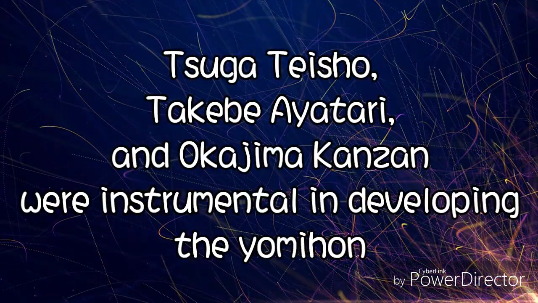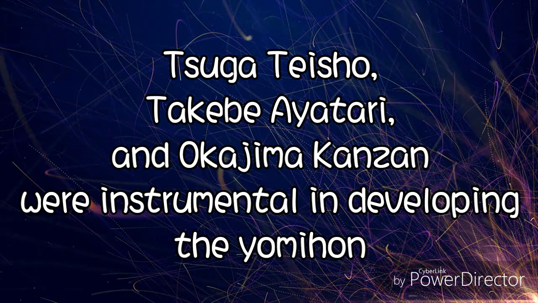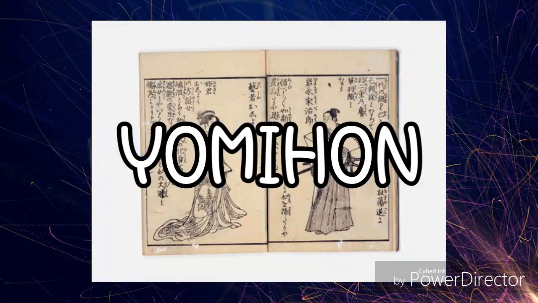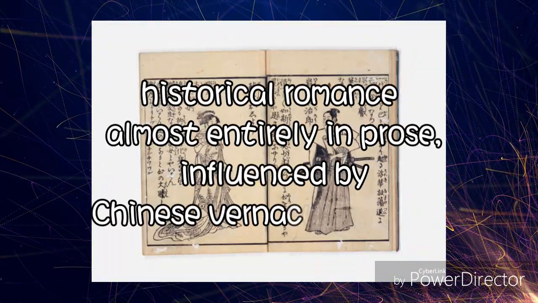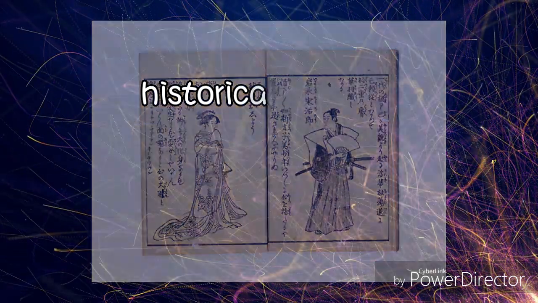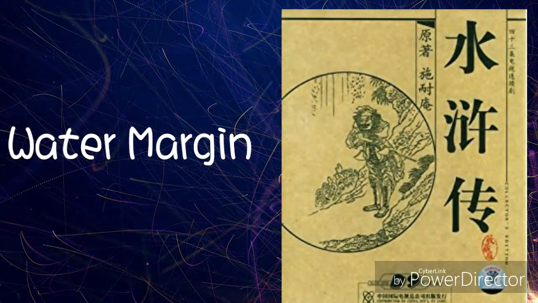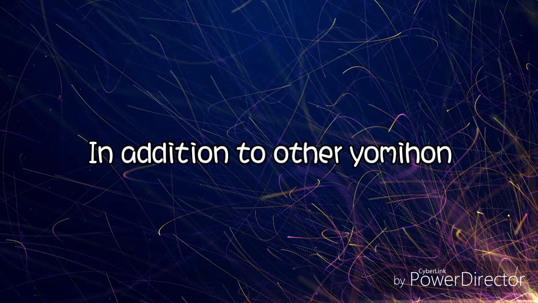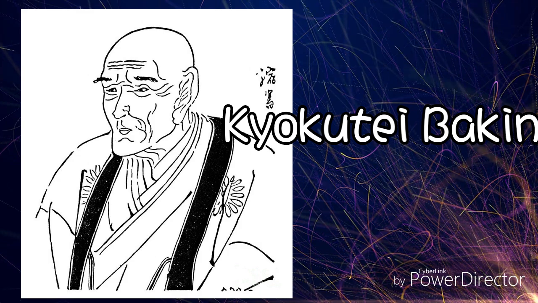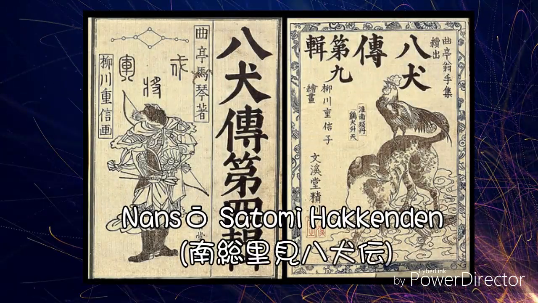Tsuga Teisho, Takebe Ayatari, and Okajima Kanzan were instrumental in developing the Yomihon. Yomihon is a historical romance almost entirely in prose, influenced by Chinese vernacular novels such as Three Kingdoms and Water Margin. In addition to other Yomihon, Kyokutei Bakin wrote the extremely popular fantasy and historical romance Nanso Satomi Hakkenden.